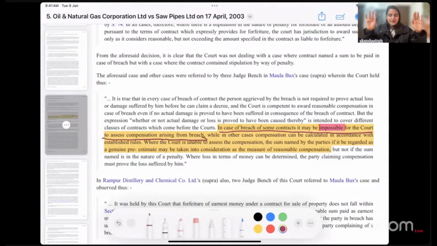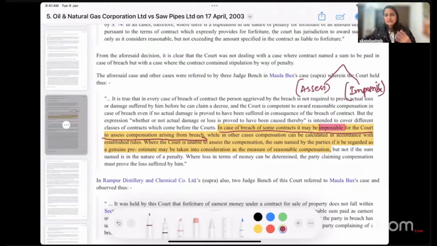So we have now classified breach into two categories. One is where the courts can find out and assess the damages. The other is where it will be impossible for the court to find out and assess the damages. What are these cases? We will come and talk about it. There's a question that has come recently in DJS. But there is a classification that was done in this particular case of Molla Baksh, which has been quoted in this case of ONGC versus Saw Pipes, wherein the court is taking us to that red part of section 74 as to whether we need to actually prove loss or damages or not.